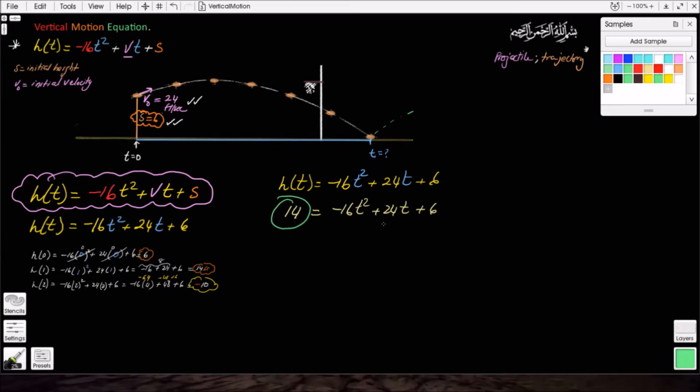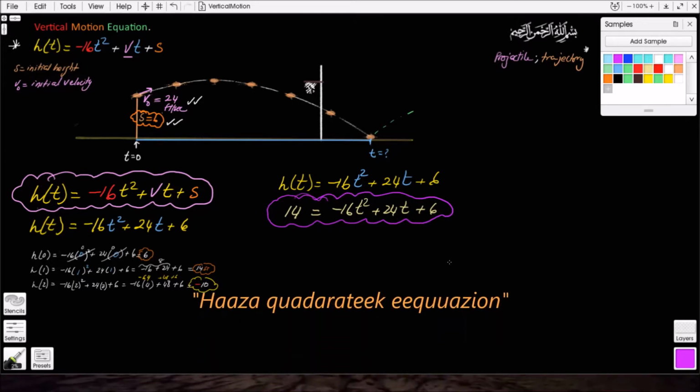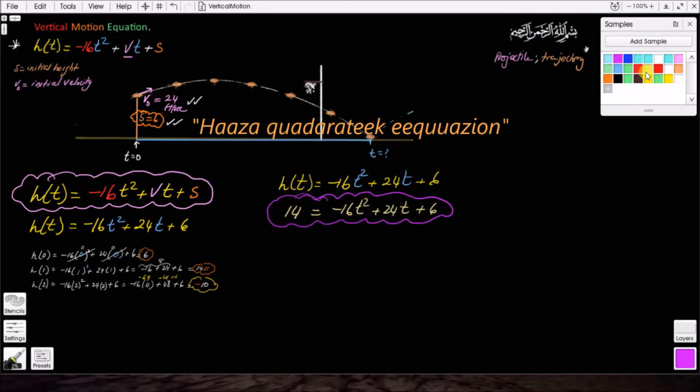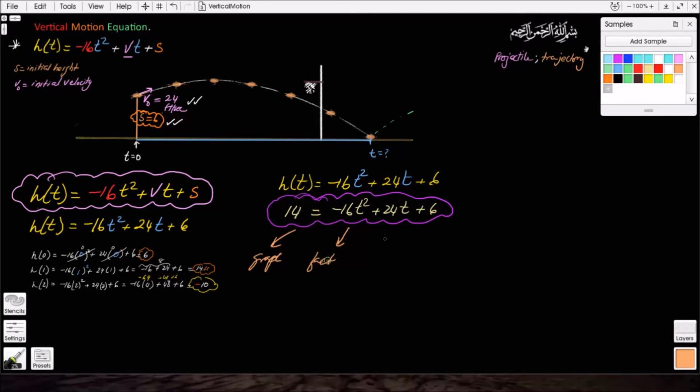Now, how do we go about figuring this out? Well, lo and behold, this is a quadratic equation, right? And we talked about how to solve quadratic equations. There are 4 ways to do it, okay? One is graphing, one is factoring, the third is completing the square, and the fourth is the quadratic formula. In questions like this, your best friend is going to be the quadratic formula.